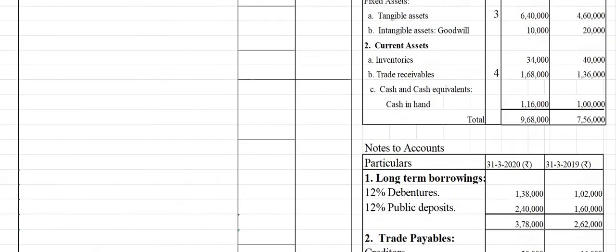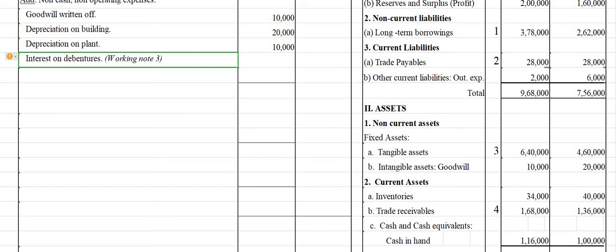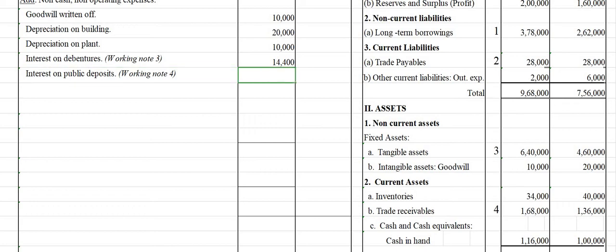So we can write that next. In the format you have seen interest, how much is there that we have to give. So then we have to write here depreciation on plant. Then you can see the format also, interest on debentures. Interest paid is there, for that we are writing interest on debentures 14,400 and interest on public deposit 19,200. For understanding purpose we are writing here the working note number also in brackets.